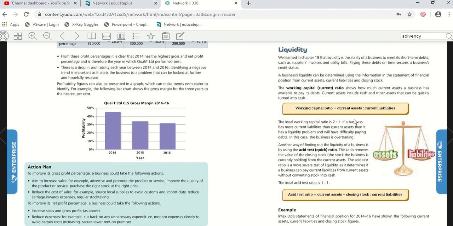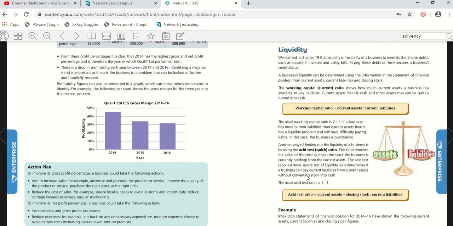So there are two different formulas for liquidity. One is the working capital ratio, which is all your current assets, including closing stock, compared to all your current liabilities. Whereas your acid test or quick ratio just takes out the closing stock for a truer reflection, but you're still comparing your current assets to current liabilities.